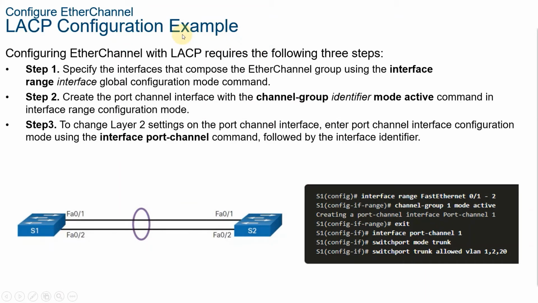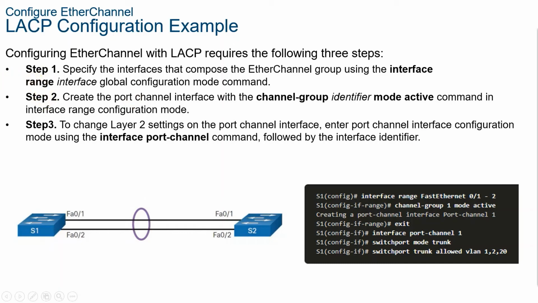LACP configuration example. EtherChannel is disabled by default and must be configured. The topology here will be used to demonstrate an EtherChannel configuration example using LACP. Configuring an EtherChannel with LACP requires the following 3 steps. First, step 1, specify the interfaces that compose the EtherChannel group using the interface range interface global configuration mode command. The range keyword allows you to select several interfaces and configure them all together.